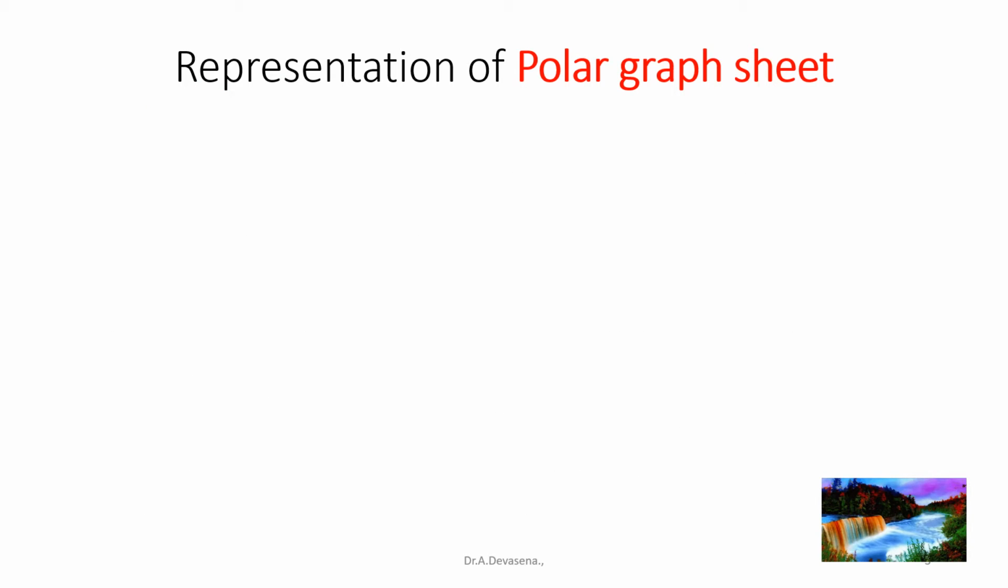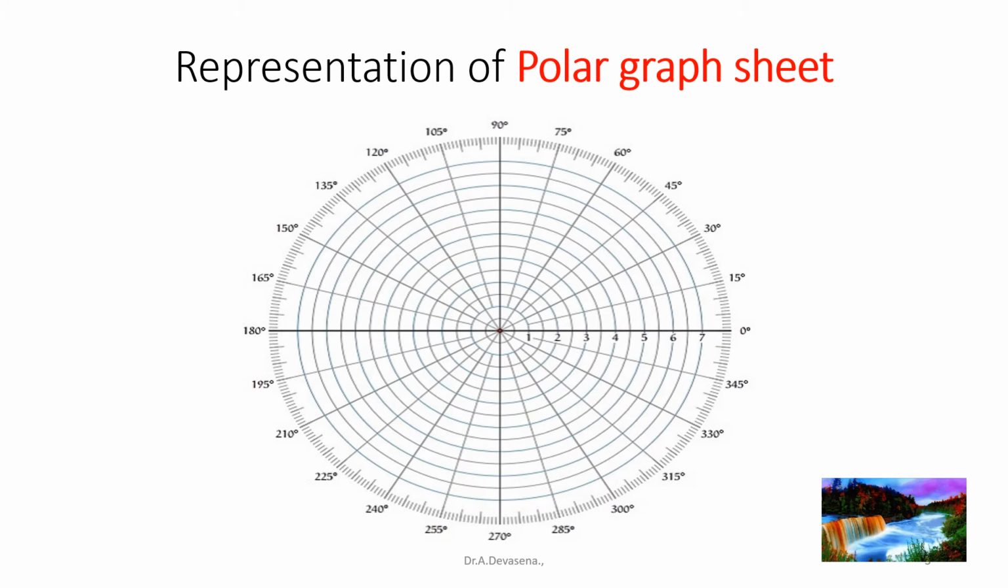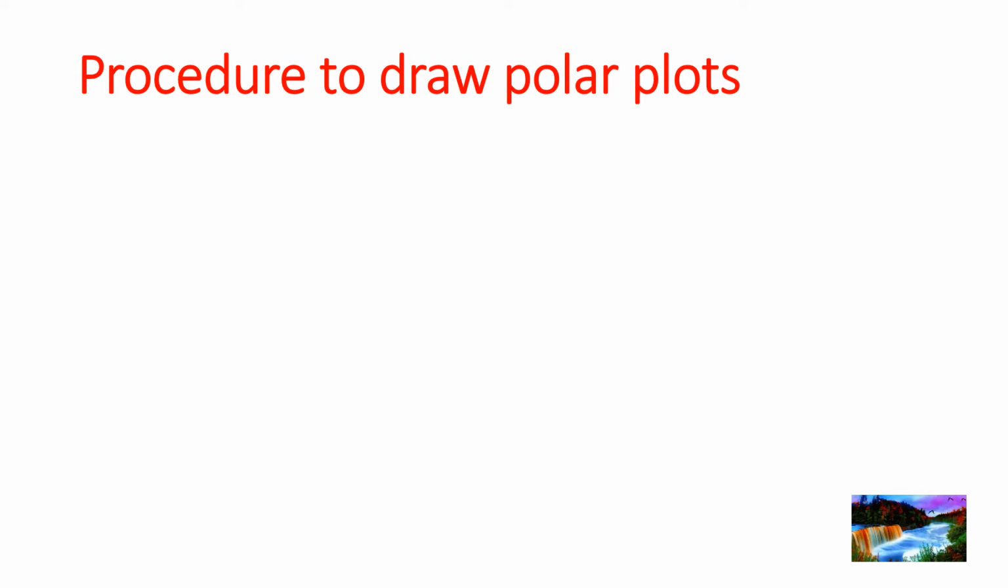A representation of the polar graph sheet is shown below. The polar graph sheet comprises of concentric circles and radial lines. The concentric circles represent the magnitude value of the polar plot and radial lines represent the phase angle of the polar plot. Procedure to draw polar plots.